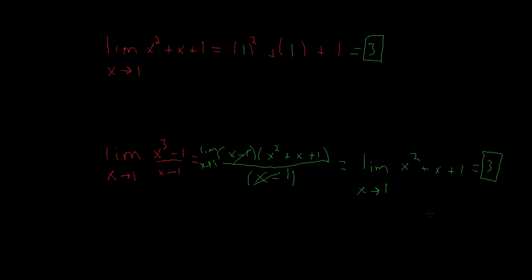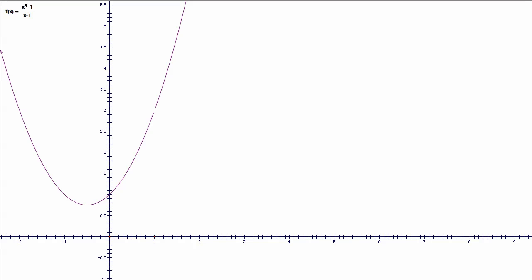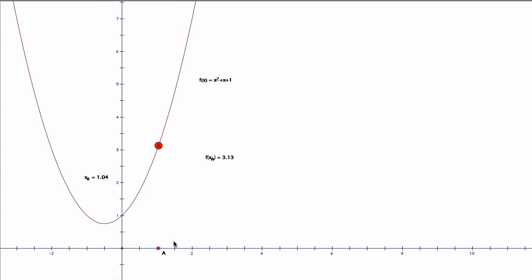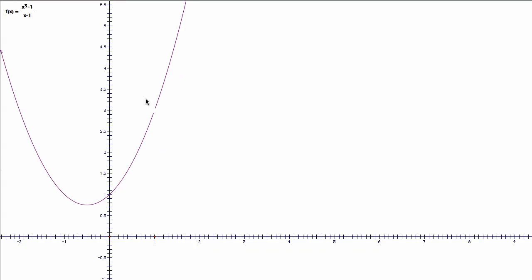Looking at the graph, it's pretty clear that as x approaches 1 from the left and 1 from the right, we're clearly going to 3. The only difference between this function and this function is that this function was defined at 1 and this function was not. So that's an introduction to the direct substitution technique.